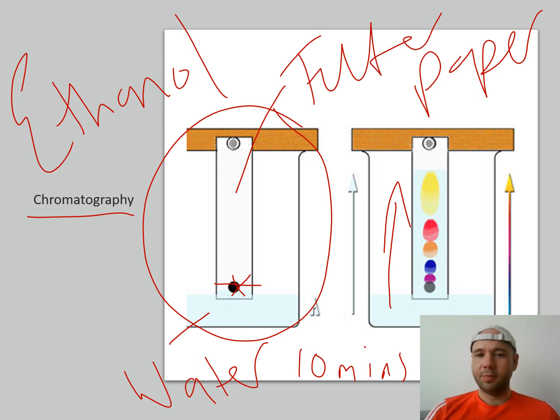So after those 10 minutes, we can clearly see that the yellow dye has travelled up the furthest. That tells us that yellow ink is the most soluble within the water. And at the bottom, we can see the purple dye has barely moved off the original starting point. So the purple is the least soluble ink within the mixture. And if any of the inks did not move off the original starting point, if we did have to try and separate that, we would use the alternative to water, which would be ethanol.